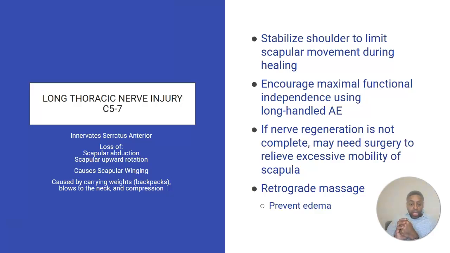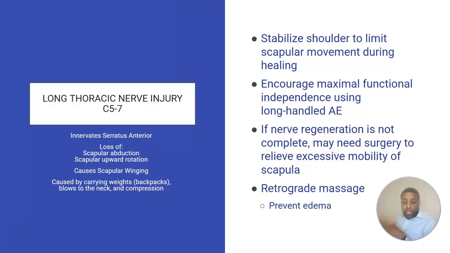Now, knowing that injury to this particular nerve certainly will affect the serratus anterior. So, what we will see is reduced scapular abduction, right? Maybe scapular downward rotation, and maybe scapular winging.